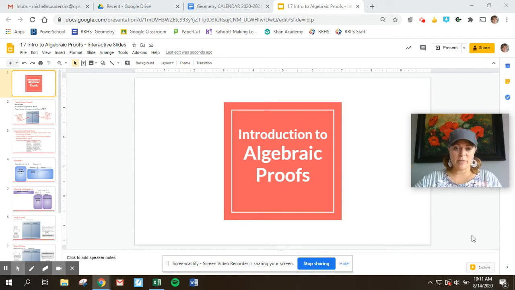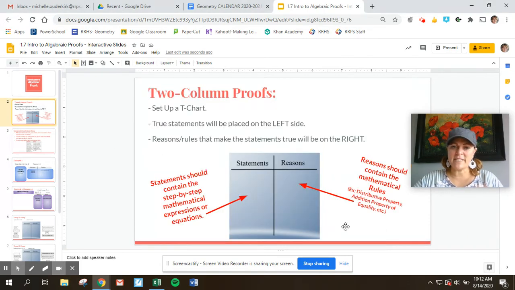Algebraic proofs. Algebraic proofs are in the process of getting us ready for geometric proofs. So we're going to walk through this using skills you already know to write a proof. Here's the basic setup of a proof.